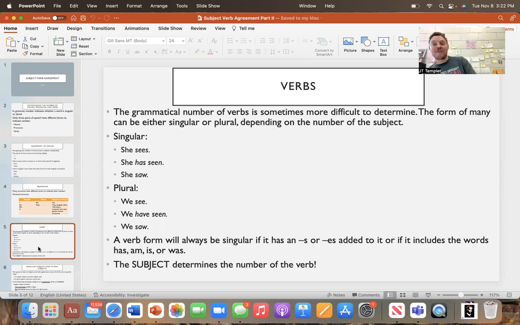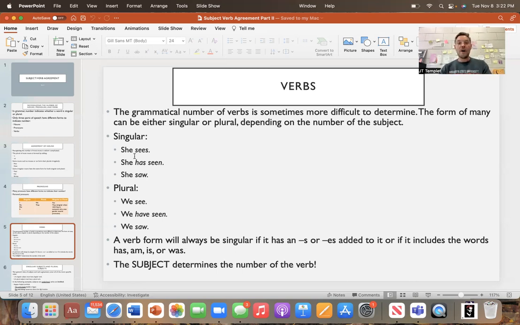Verbs. This is where the bulk of our content is focused today. The grammatical number of verbs is sometimes more difficult to determine. The form of many of these can be either singular or plural, depending on the number of the subject. So she sees is singular, right? She sees. She has seen and she saw. All of these are in different tenses in terms of time, right? Sees is present, saw is past, has seen is present perfect, right?